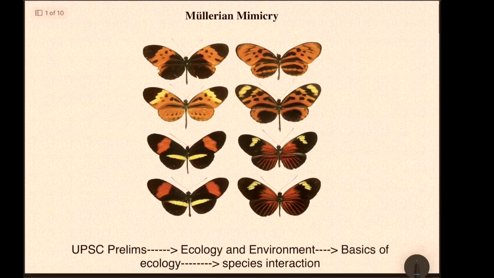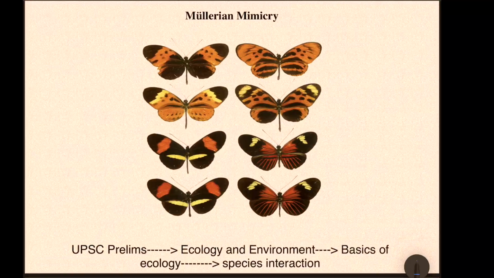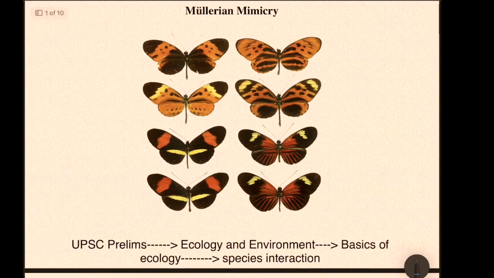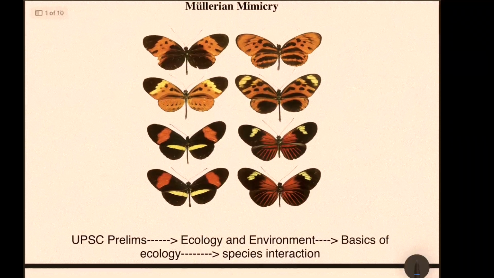Today we will be discussing one of the important topics in ecology, that is Müllerian mimicry. This topic broadly comes under the basics of ecology and species interaction.